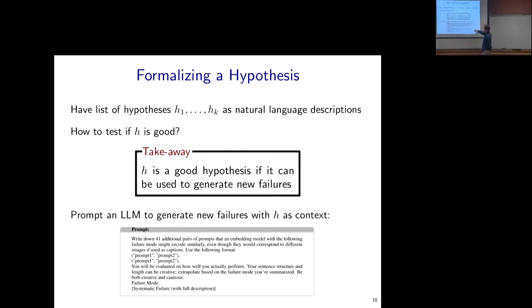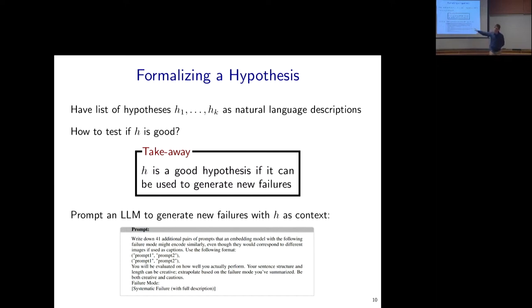So we say, write down 41 additional pairs of prompts that an embedding model might encode similarly, even though they would correspond to different images used as captions. Use the following format. We force it to use a specific format so that we can again programmatically parse its output. And then we say, okay, you'll be evaluated on how well you perform. Your sentence structure and length can be creative. Extrapolate based on the failure mode you've summarized. Be both creative and cautious.